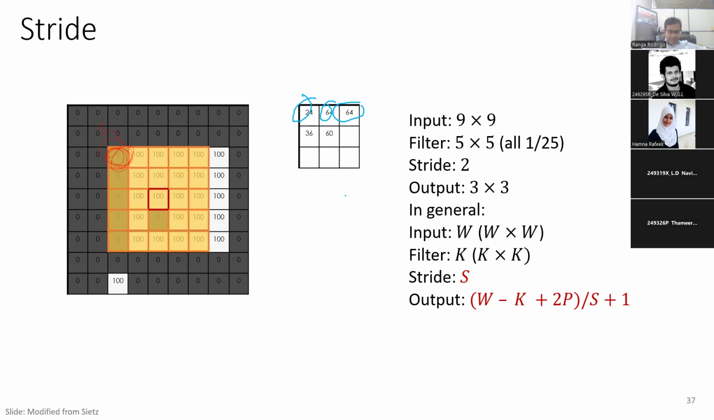to compute the size of the output structure, the stride also will have to be considered. So 9 by 9 input, filter is 5 by 5, example 1 over 25. Stride is 2, output size will be 3 by 3. How do you compute that? If the input size is W, and the output size is what you want to compute, and the kernel size is K by K, then you will see W minus K plus 2P, P is the padding, you have to divide by stride, plus 1. That is how you compute the output structure size.